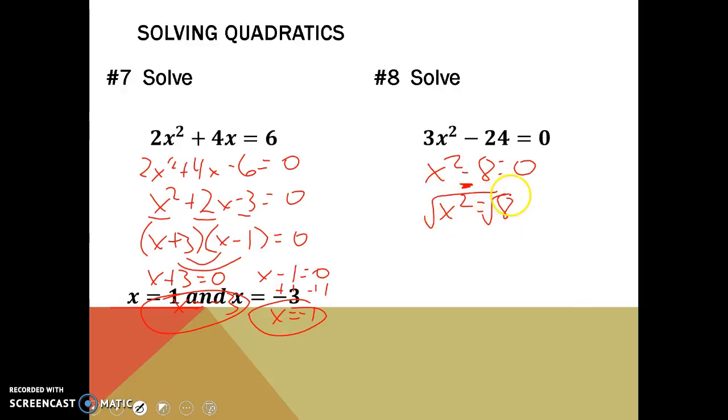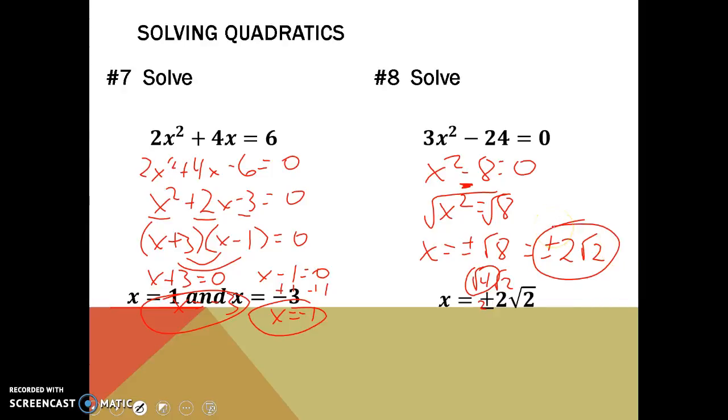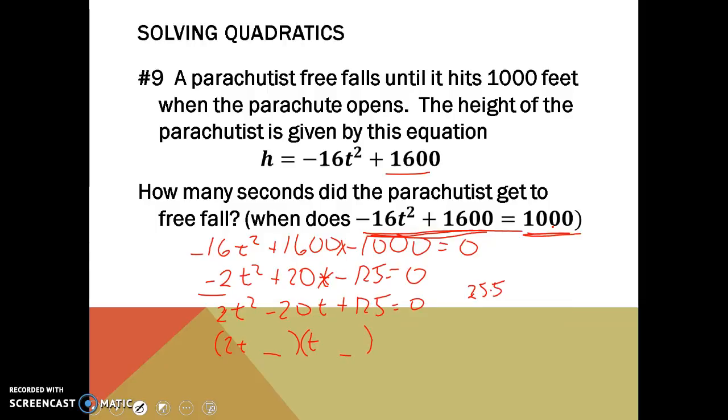If I take the square root of both sides, I'll have x equals plus or minus the square root of 8. But I can simplify that. The square root of 8 is the same thing as the square root of 4 times the square root of 2. And the square root of 4 is just 2. And so this equals plus or minus 2 radical 2. There's my answer for number 8. Let's move on and take a look at the last question here.